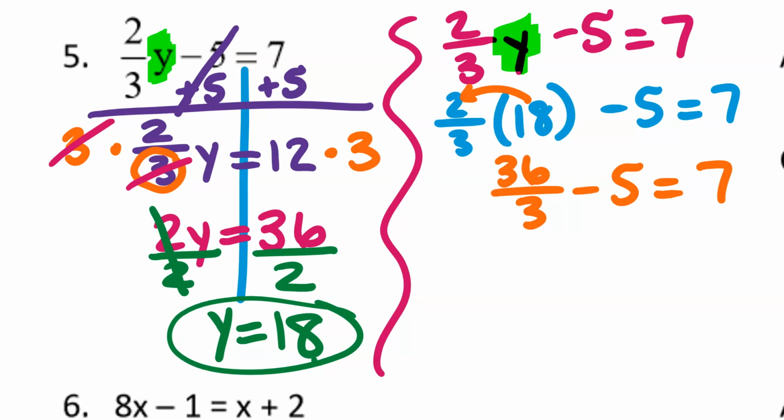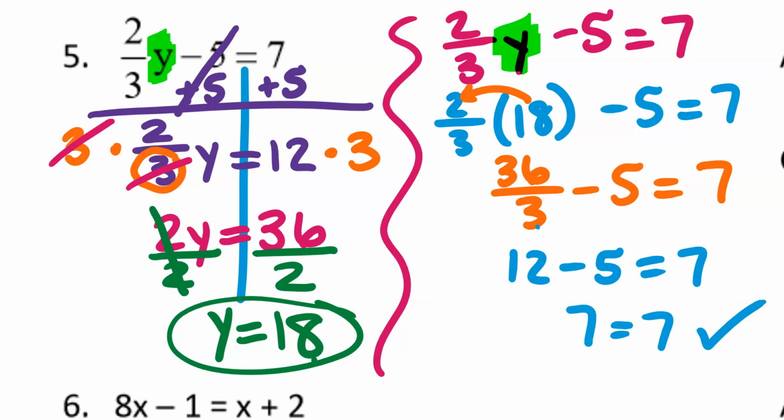I'm just checking my answer. Then D for division, right? 36 divided by 3 is 12. Minus 5 equals 7. 12 minus 5 is 7. Okay, so 7 is 7. I did it correctly. That's how you would check it if you had time on your test or you wanted to check it while you were doing your review. That's a good way to do it.